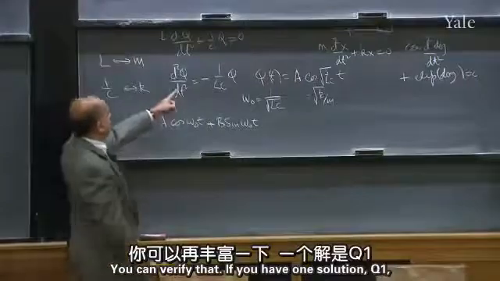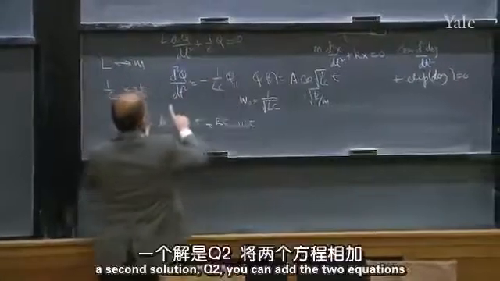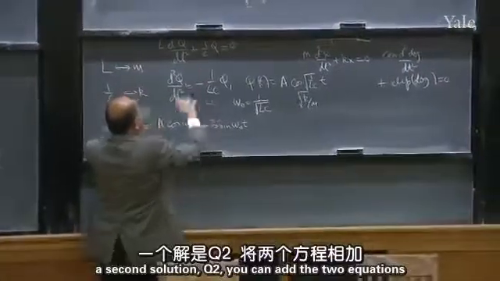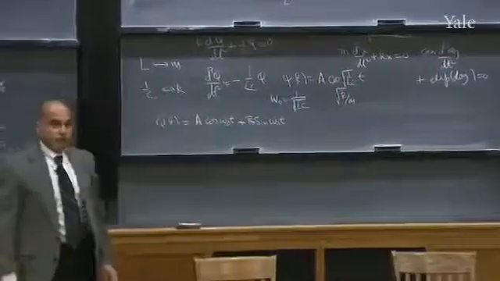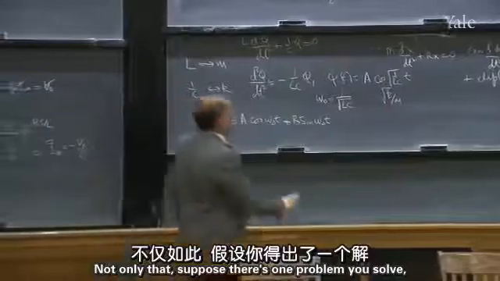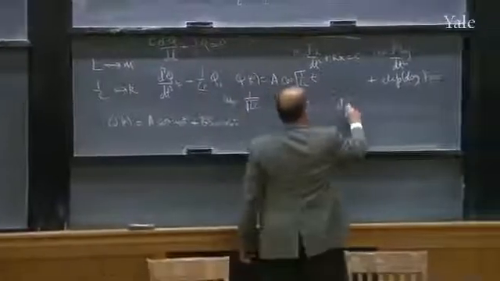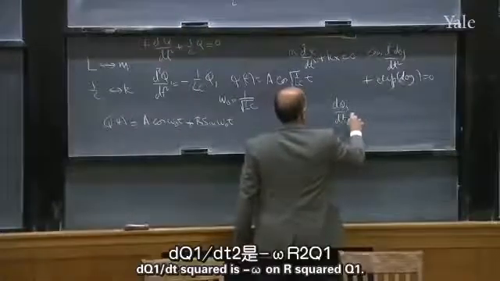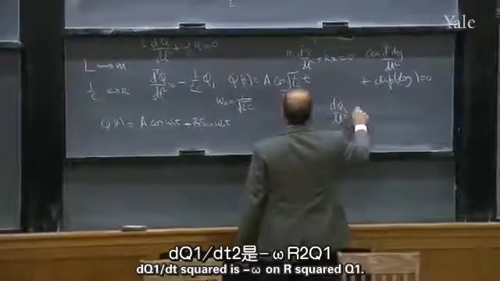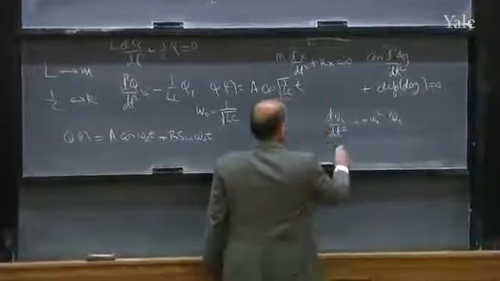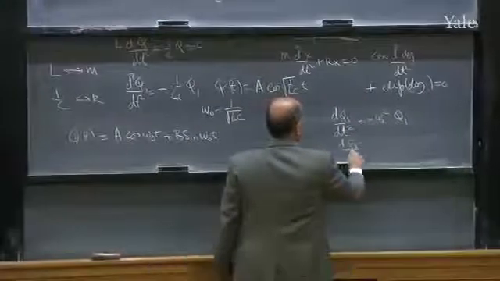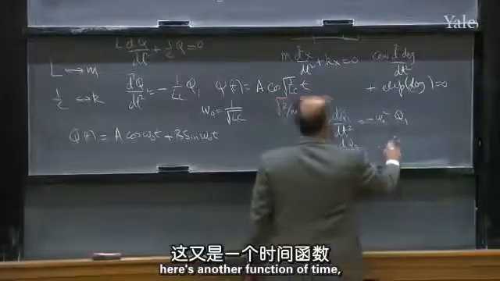If you have one solution, q1, and a second solution, q2, you can add the two equations, and you can show q1 plus q2 obeys the same equation. Not only that, suppose there's one problem you solve: d²q1/dt² is minus omega naught squared q1. That is some function of time. And here's another function of time, obeying the same equation.